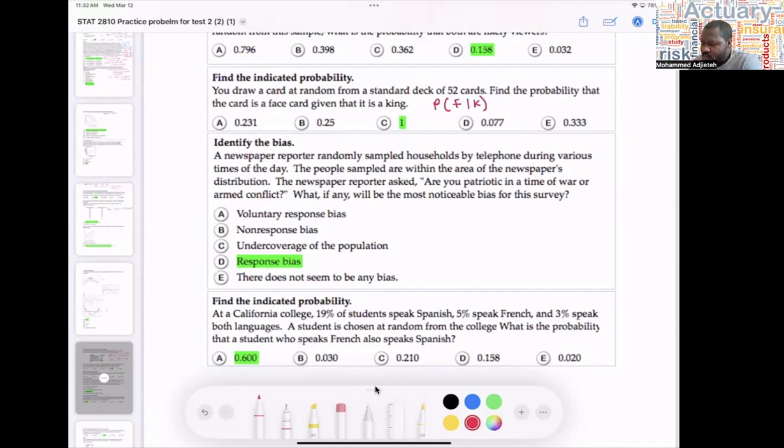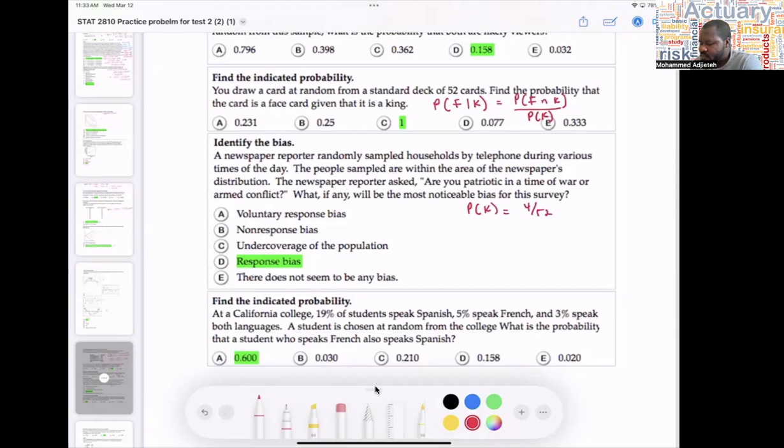We know this by definition is going to be the probability of a face card and a king, divided by the probability of a king, isn't it? So let's do them separately. What is the probability of being a king? How many kings do we have? We have four of them. So that is 4 over 52.